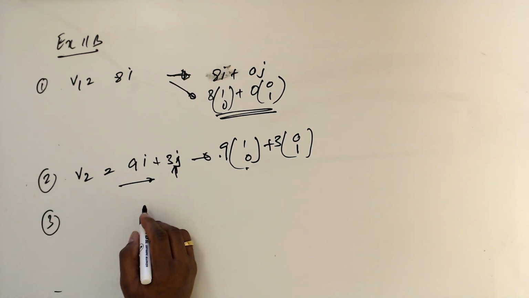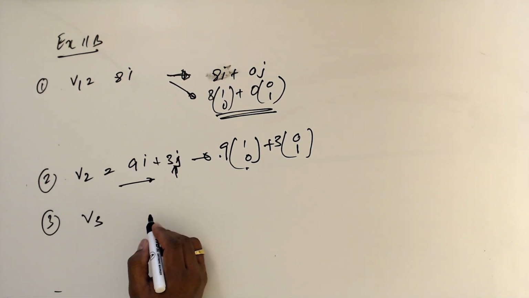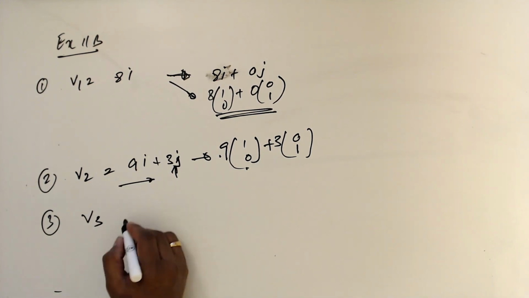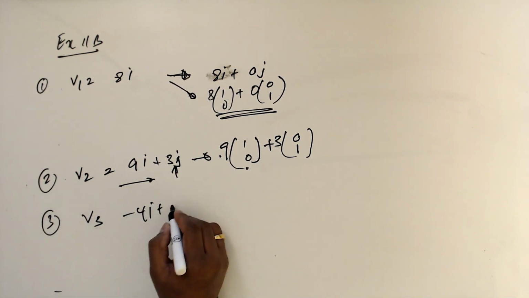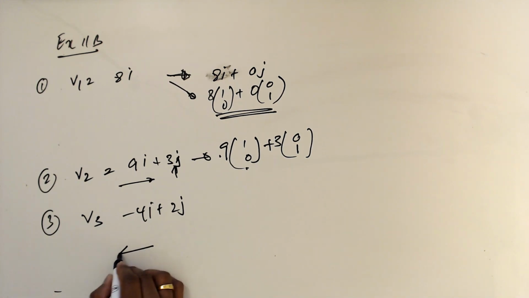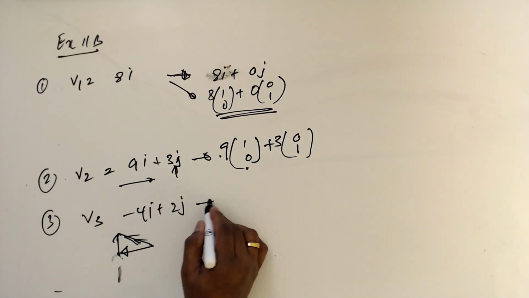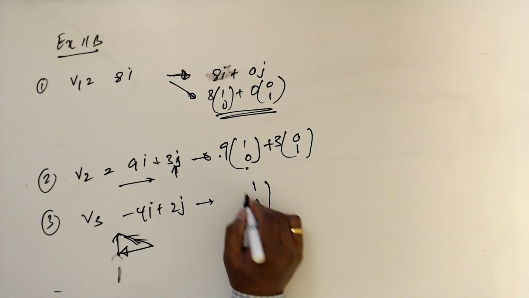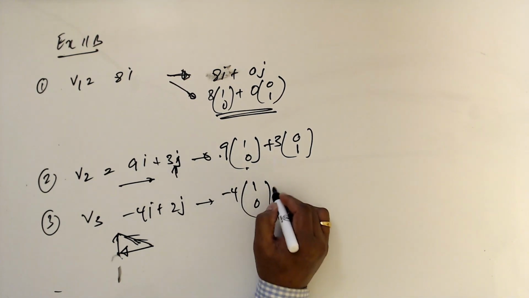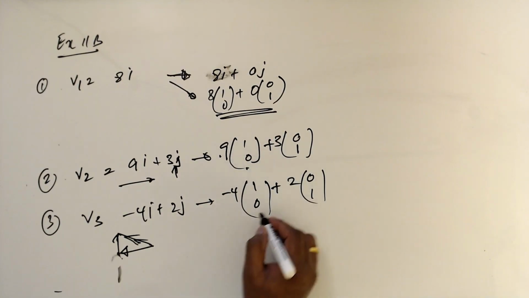Number 3, V3. V3 we can write minus 4i plus 2j. So you are going to left and then up 2. This is the vector. So basically 1 0 you are multiplying by minus 4 and 0 1, j, you are multiplying by 2.